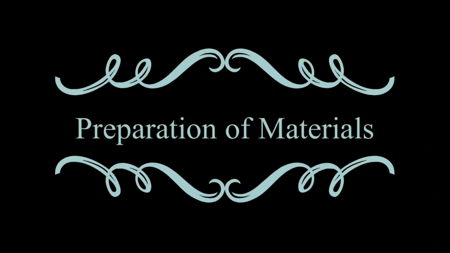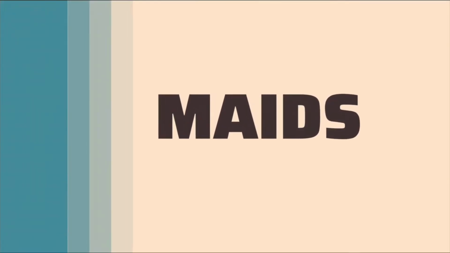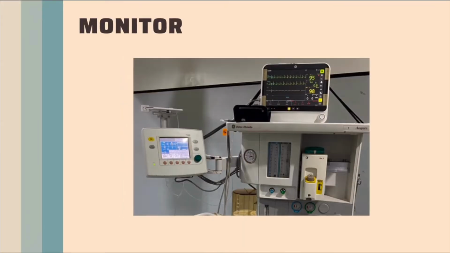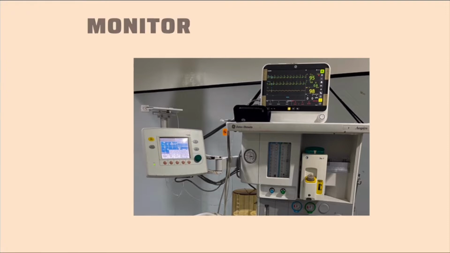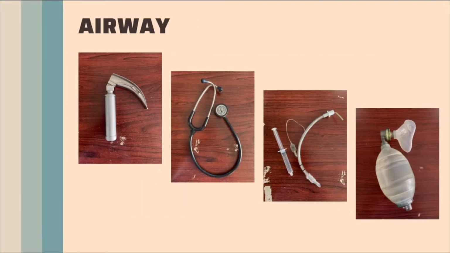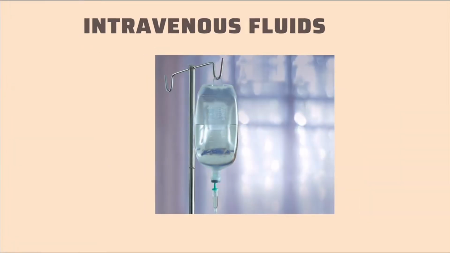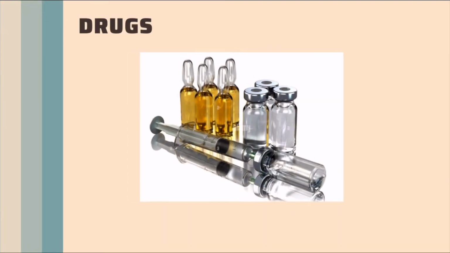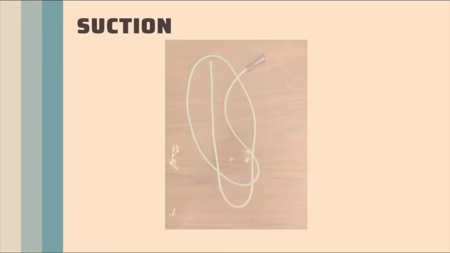Preparation of materials. Remember the mnemonic MAIDS. M for monitors, which includes cardiac monitors and pulse oximeter. A for airway equipment such as laryngoscope, stethoscope, endotracheal tubes, and bag valve mask resuscitator. I for intravenous fluids. D for drugs, which includes neuromuscular blockers, anesthesia, and sedatives. S for suction, including suction machine and catheter.